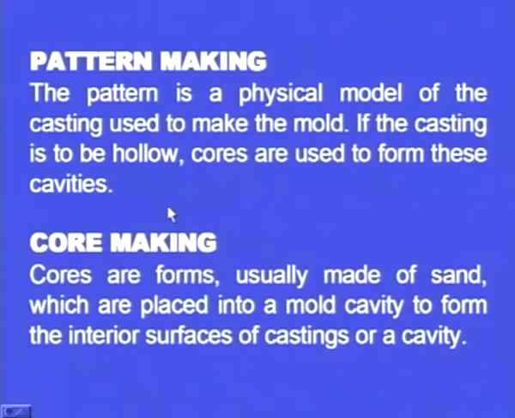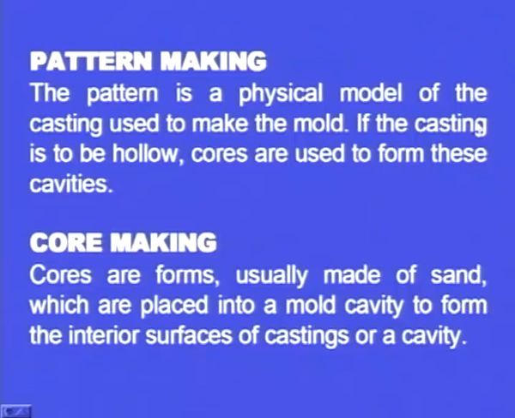What is this pattern? To make a casting of particular shape, what we do is we create a cavity in the sand medium. The shape of the cavity will be similar to that of the casting which we are going to make. So, to make the cavity, we have to use a model. This model is known as the pattern. So, first we have to create the pattern. So, we can define this way. The pattern is a physical model of the casting used to make the mold. If the casting is to be hollow, then we have to use a core. So, this pattern, most of the times it is made up of wood, sometimes it is made up of metal.